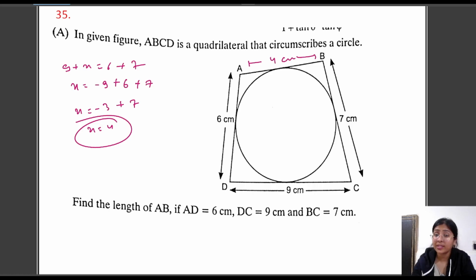You can do it by this relation that the sum of opposite sides are equal in a quadrilateral which is circumscribing a circle, or you can use the concept that the lengths of the tangents drawn from an external point are equal. You can do both the methods, whatever you like.